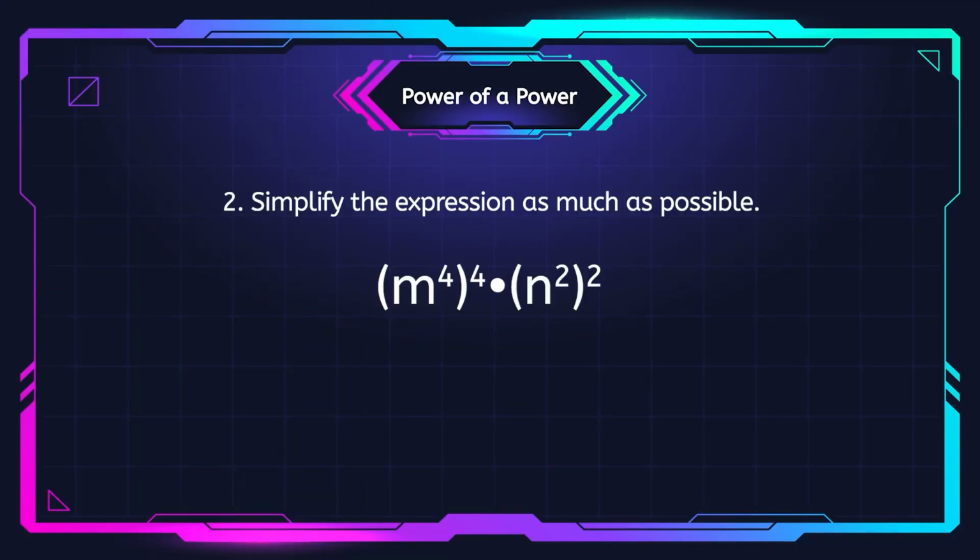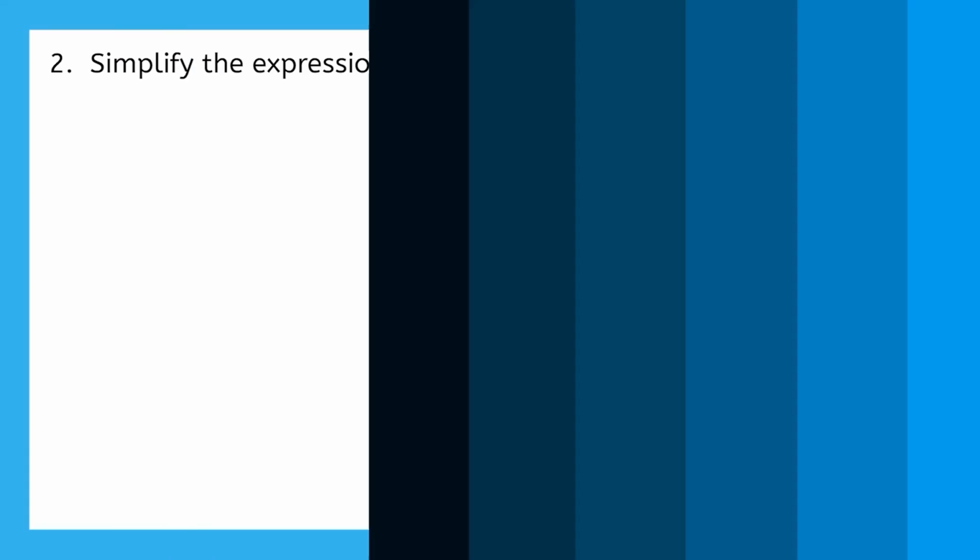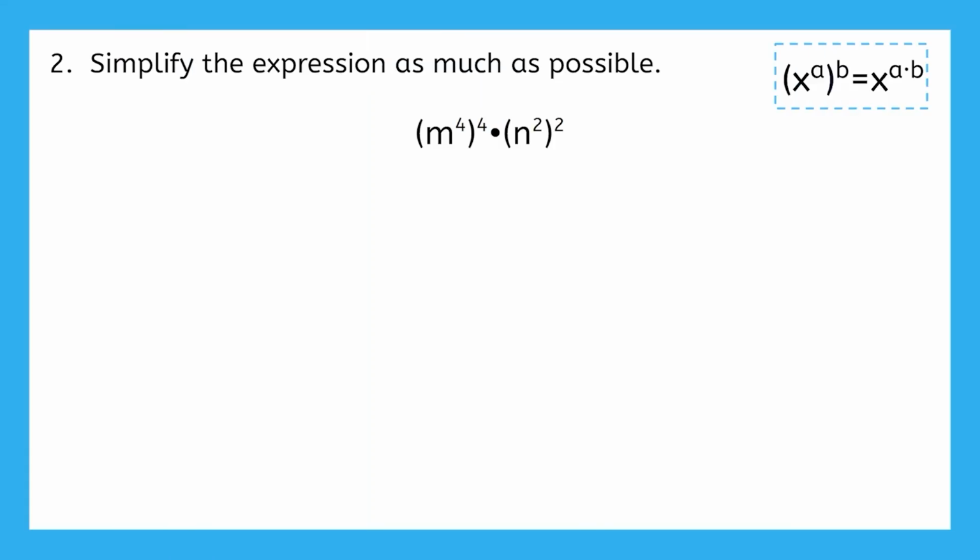We have m to the power of 4 raised again to the power of 4 times n squared to the power of 2. And we need to simplify the expression as much as possible. I notice that there are 2 different variables with exponents, and each of them is being raised to another power. Then, between the 2 variables is multiplication. How do you think we should approach this problem?